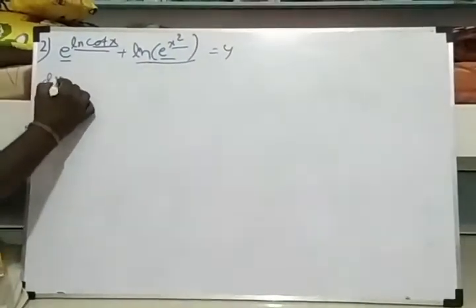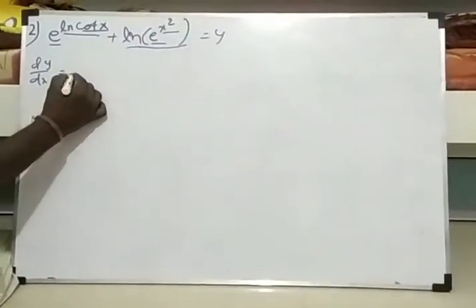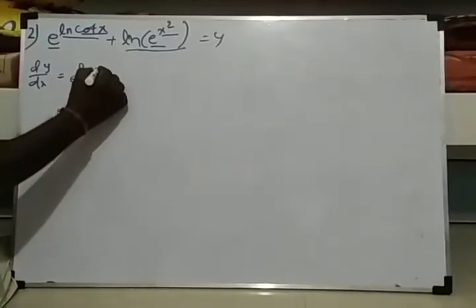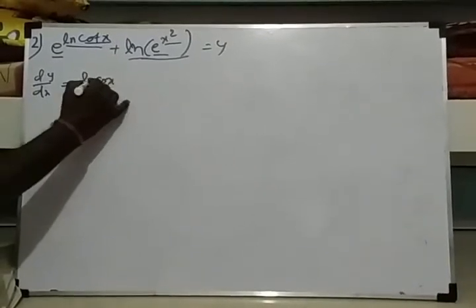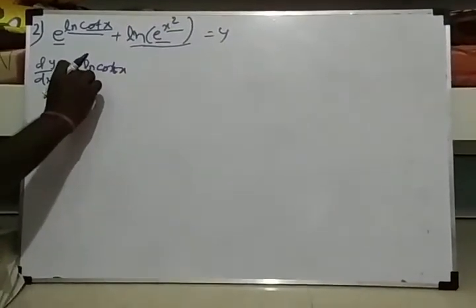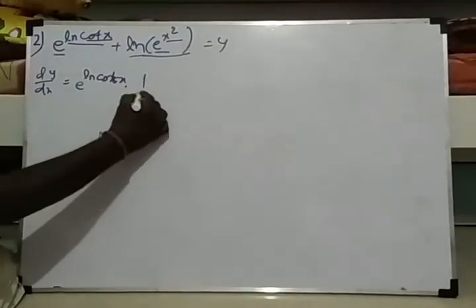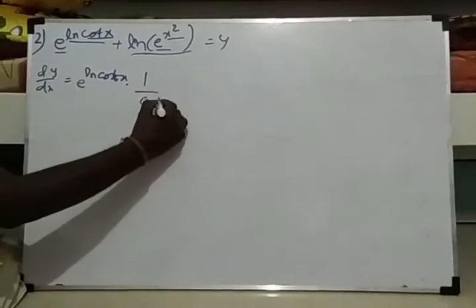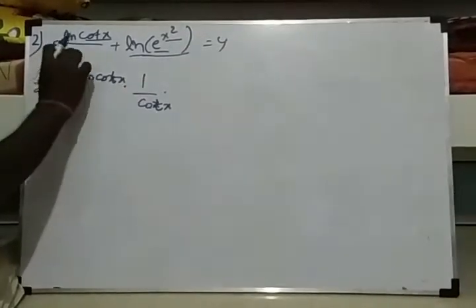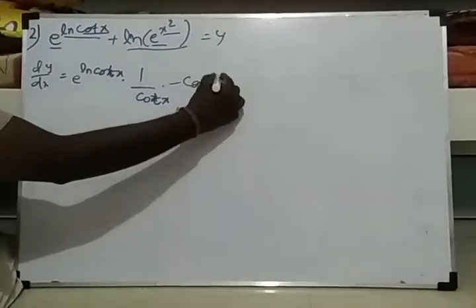When you differentiate, you consider that as y. So dy by dx equals e to the power of x will remain as is. So e to the power of log of cot x will remain as is, isn't it? When you say log of cot x, the derivative is 1 by cot x. When you differentiate cot x, you will get minus of cosecant square x.